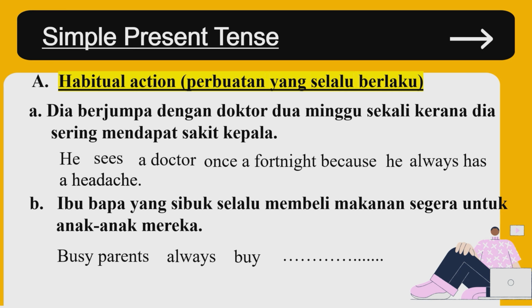Not junk food, sorry, fast food. For who? For their children. So when you write the sentence, you'll find that you need to have the subject first, followed by your verb. And then you continue writing the whole sentence. Alright, so write now.